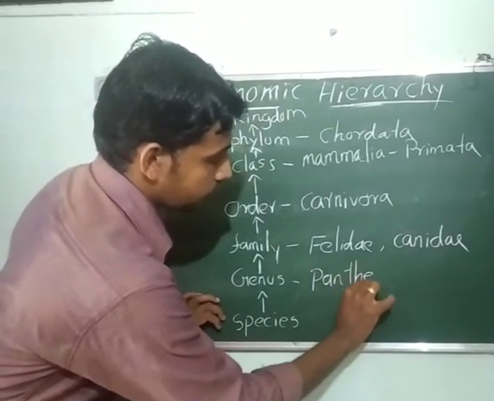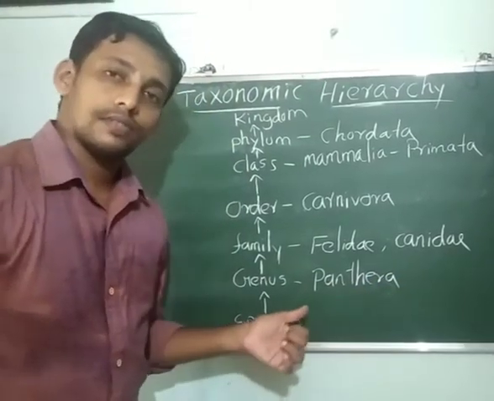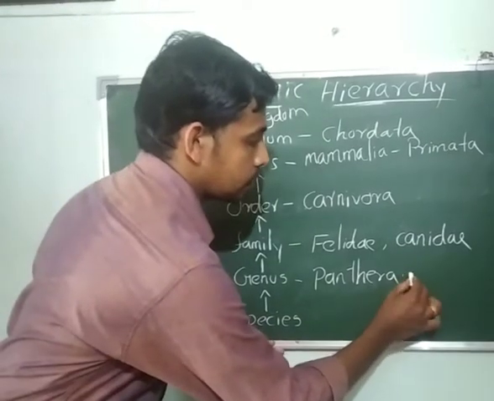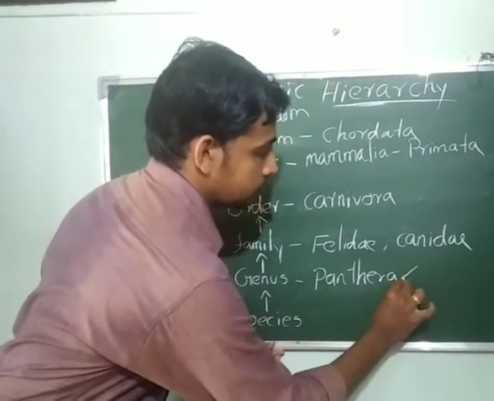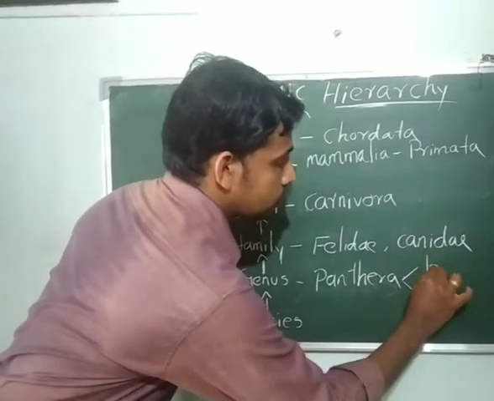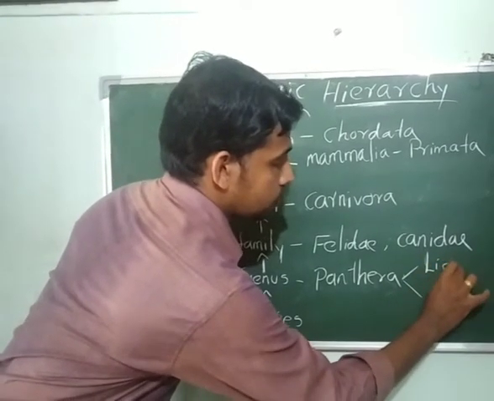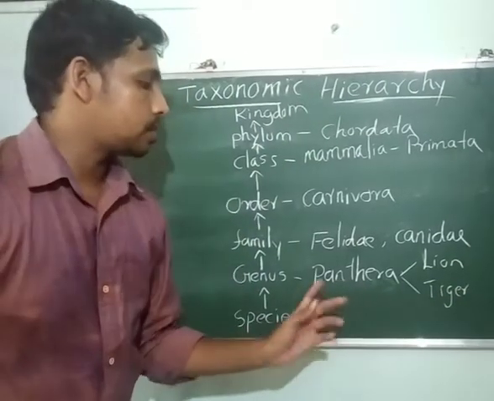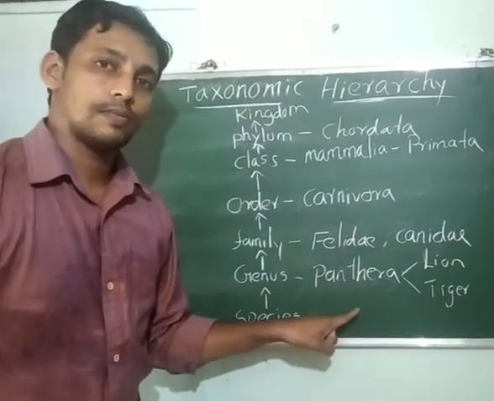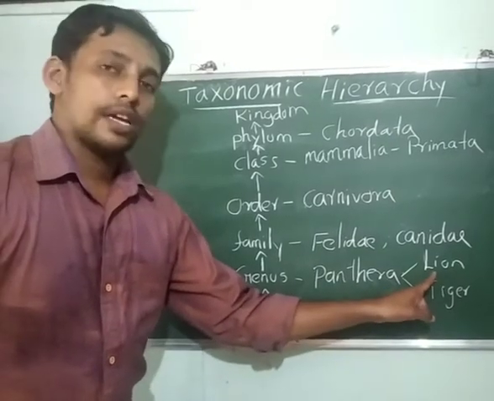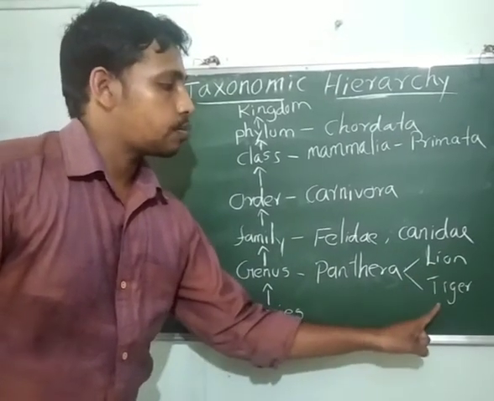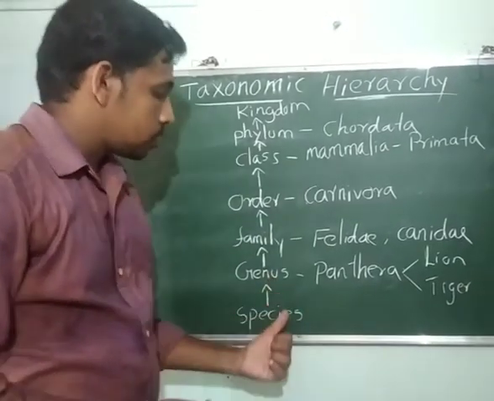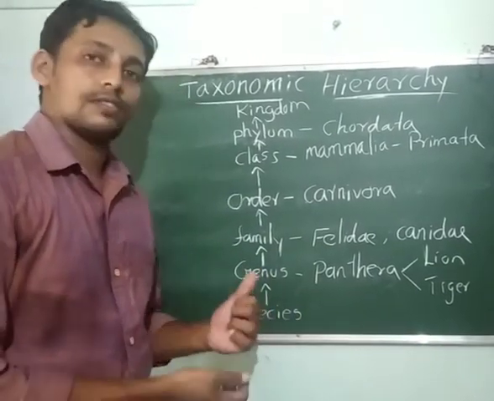this Panthera is a genus. And this genus may contain lion and tiger; all these come under this genus. The lion is Panthera leo and the tiger is Panthera tigris. Okay. So genus is a related group of species.